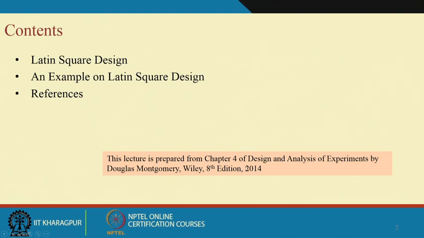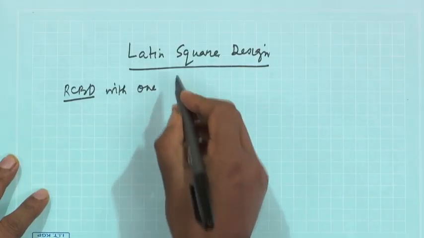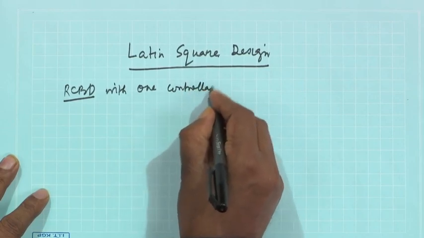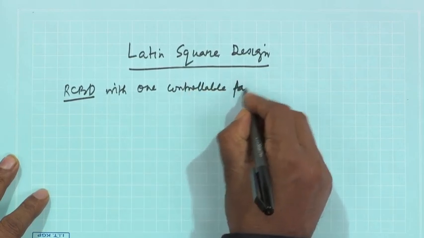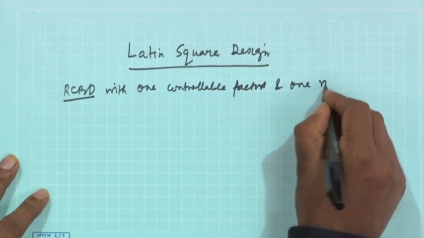The textbook from where we have taken the material is Design and Analysis of Experiments by Montgomery. So, what is Latin square design? In randomized complete block design with one controllable factor and one nuisance factor.